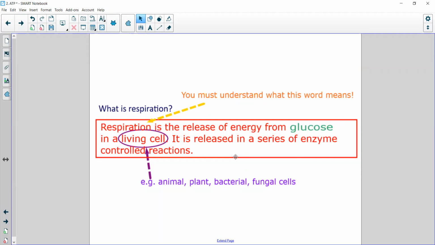We've already learned quite a lot about enzyme-controlled reactions, so you should be able to give a little bit of detail on how enzymes work and what it is that they do inside cells. We know that they control reactions, and respiration is a series of enzyme-controlled reactions. And this process, respiration, takes place in every type of living cell, so animal, plant, bacterial, or fungal.